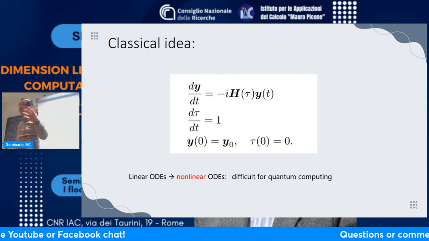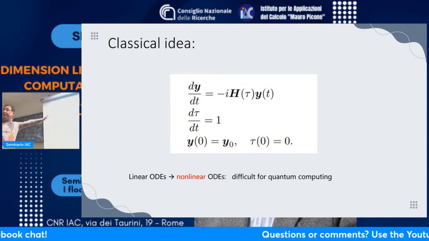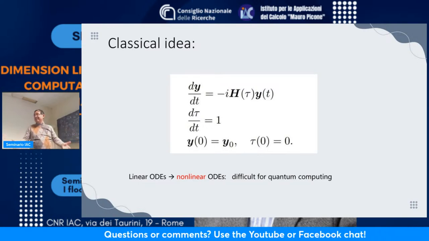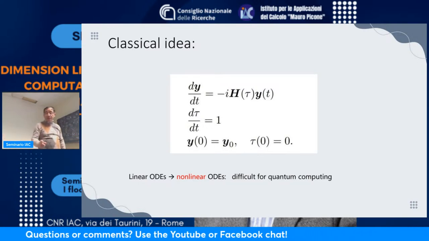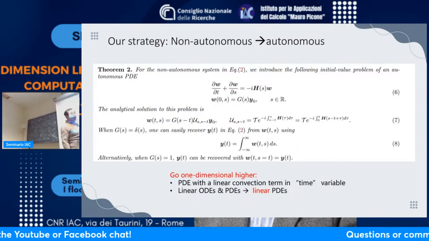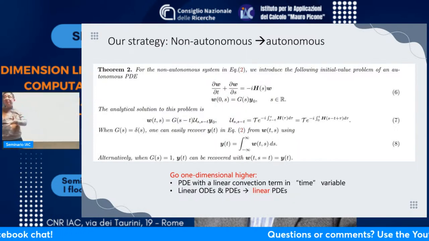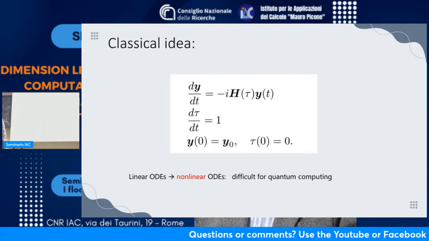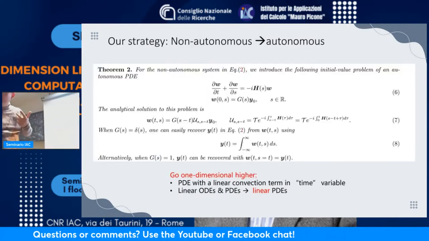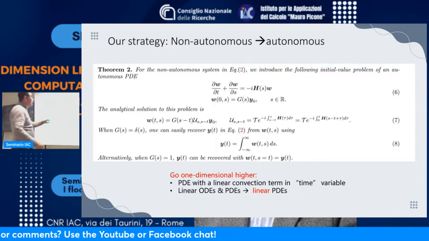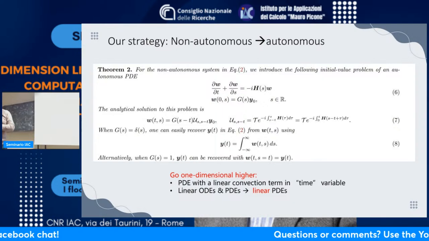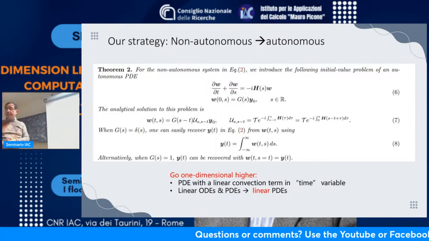If you start with a linear ODE, this classic idea in mathematics makes it nonlinear, and a quantum computer cannot solve nonlinear. By our formulation, it's still linear. S is the independent variable, while in the other one, S becomes a dependent variable, which makes things nonlinear. For our case, if you go to one dimension higher, S is the independent variable, like a space variable. Then a linear equation remains linear. That's what a quantum computer likes.